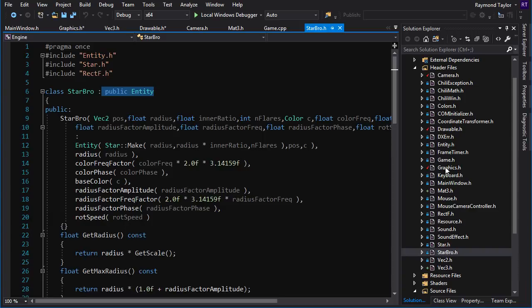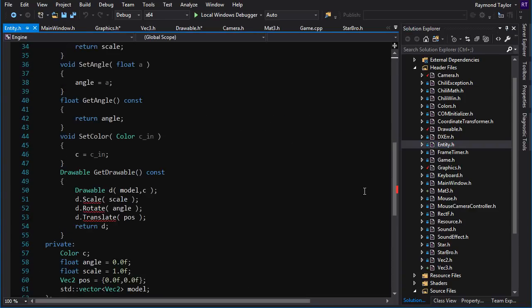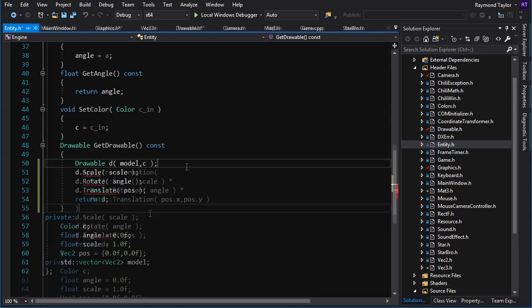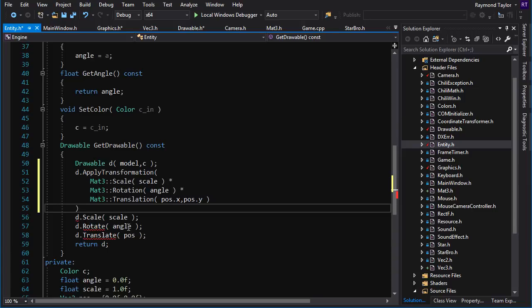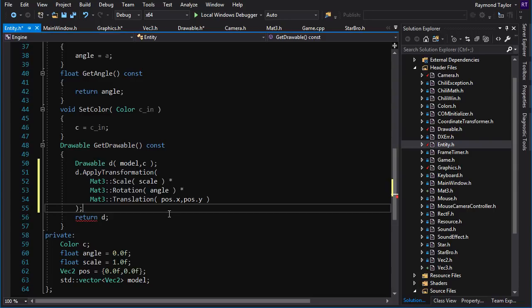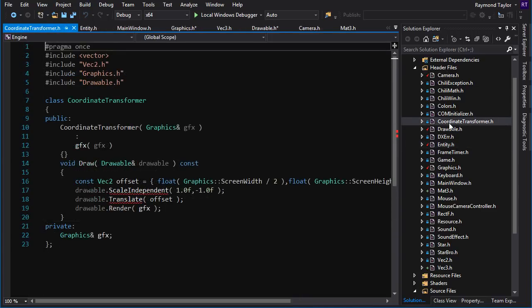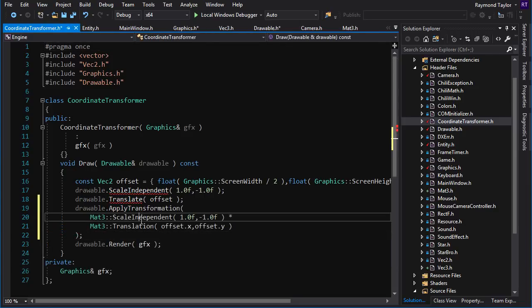So let's go to entity, and lo and behold, we've got some red boys here. And again, we're going to apply a concatenation. Again, scale, rotate, translate. A little different order than we did for the camera, and also translation is not negative position, it's positive position. But otherwise, pretty much the same thing. Okay, so far so good. We got the entity, we got the camera. We need the coordinate transformer, which is going to scale independent and translate. Here we go, scale independent, translation, offset.x, offset.y. Okay, get rid of these guys.